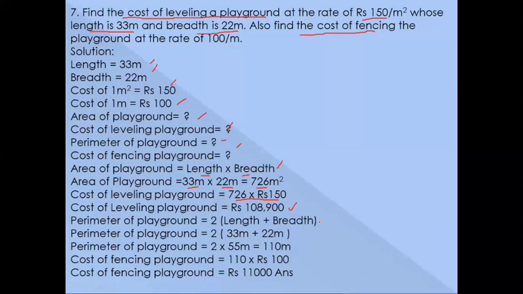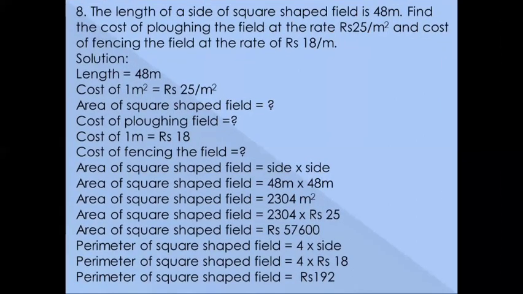Yes, friends, here we have the formula for the perimeter, that is equal to length plus breadth. We keep the value same, and after addition 55 multiplied by 2 is 110, and we multiply the value of 1 meter, and then the cost is equal to 11,000. Right. Well, now this sum is completed.